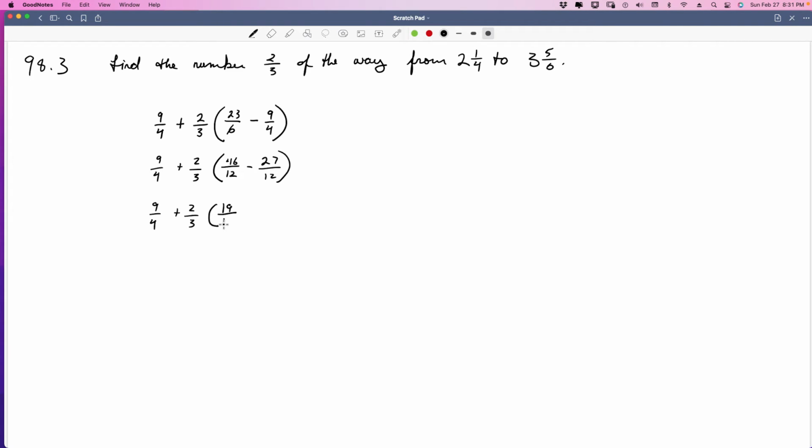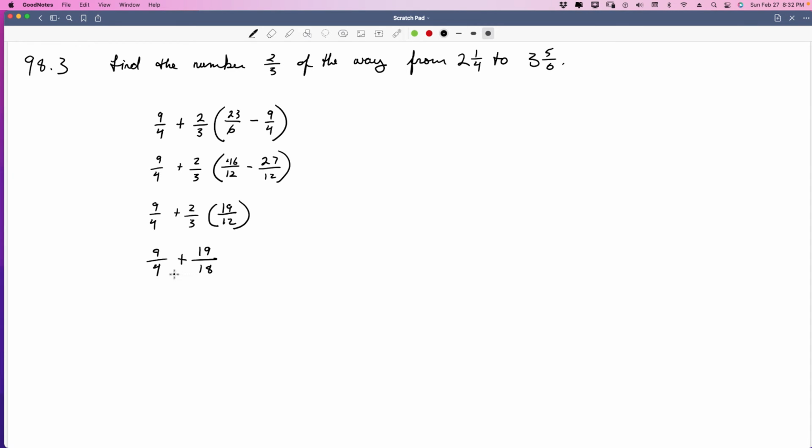So 9 over 4 plus 2/3 of 19 over 12. All right, so now we multiply. 9 over 4 plus 38 over 36, which can be reduced to 19 over 18. So we go ahead and reduce that whenever you can. Always go ahead and reduce. All right, so we're going to add that back to the beginning number. But first we have to find a common denominator.